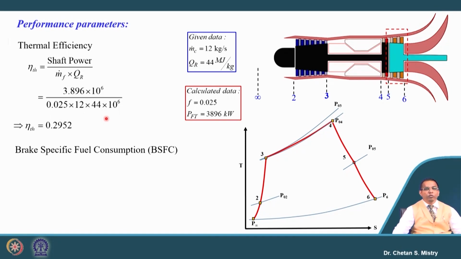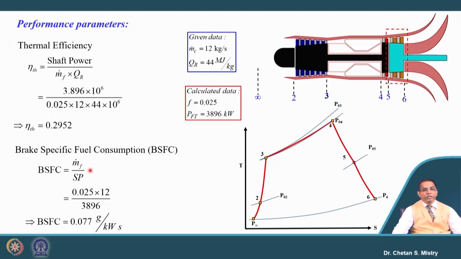Now let's do the calculation for the brake specific fuel consumption. This brake specific fuel consumption is given by m dot f divided by shaft power. If we put in these numbers, the brake specific fuel consumption is coming to be 0.077 gram per kilowatt second.